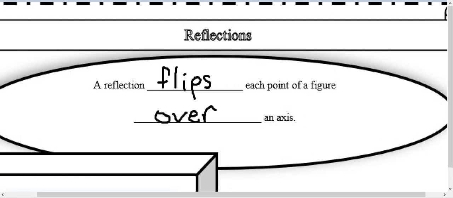Hello, how you doing? Today we're going to learn about reflections. A reflection flips each point of a figure over an axis.